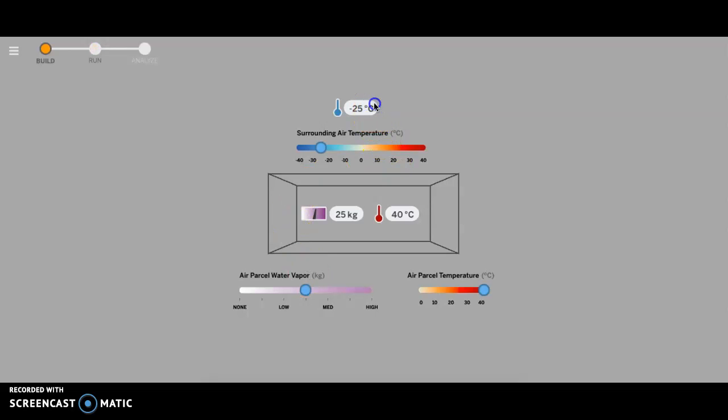The unit for temperature is degrees Celsius. We typically discuss temperature in degrees Fahrenheit. For example, the temperature outside right now is about 50 degrees Fahrenheit. But keep in mind, there's a difference between these two temperature scales. Like 50 degrees Fahrenheit is actually 10 degrees Celsius. If I set this to negative 30 degrees for the surrounding air temperature, negative 30 degrees Celsius is actually negative 22 degrees Fahrenheit.